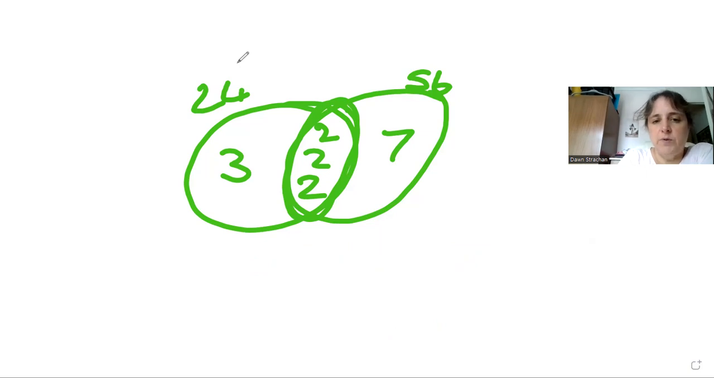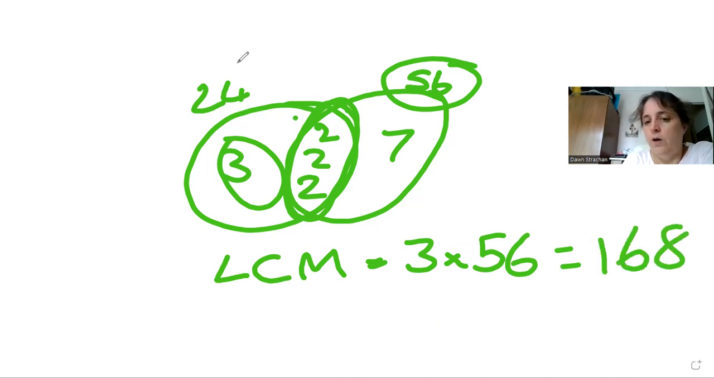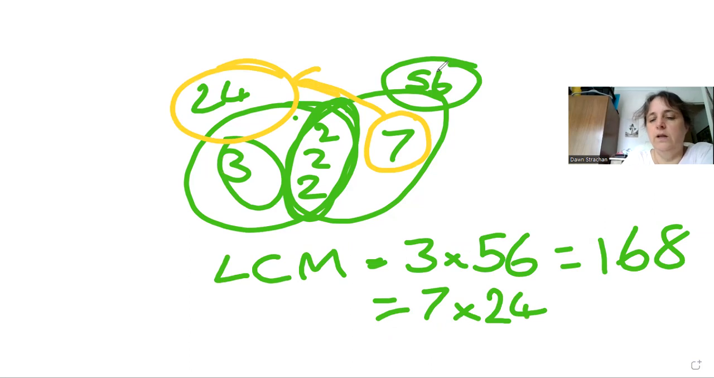To find the lowest common multiple, we've got two options. We can either go 3 times 56. So we take everything that's left over from the 24 on the left hand side, and times it by the 56, which would give us 168. Or we can go 7 times 24. So that would be taking this and multiplying it by this. And that would also give us 168. So whichever one you decide to use is going to give you the same answer. It won't make any difference at all.